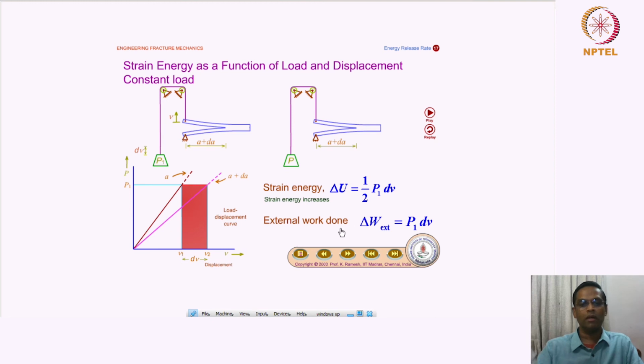But what is the external work done? Because we are applying an external constant load, the external work done is given by this red rectangle. The moment you start changing the load from P to P1, this line jumps to this other line in the load displacement plot. The area under this curve is the external work. We will play the animation once again for clarity.